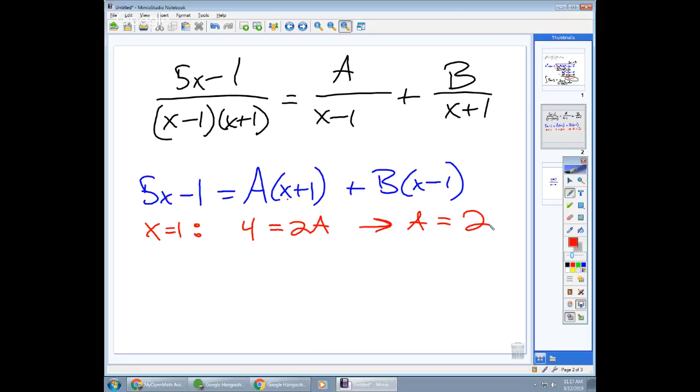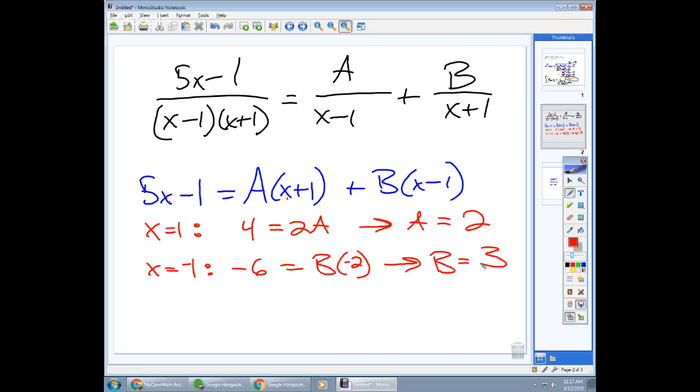How convenient. And then the other convenient value is negative 1. So let's see, negative 1 times 5 is negative 5, minus 1 is negative 6. And a becomes 0, so I have equals b times negative 2. And so dividing out the negative 2, I get b equals 3. All right, so 2 goes with the x minus 1.